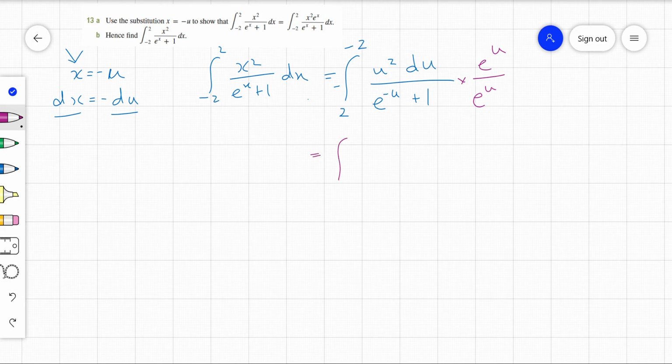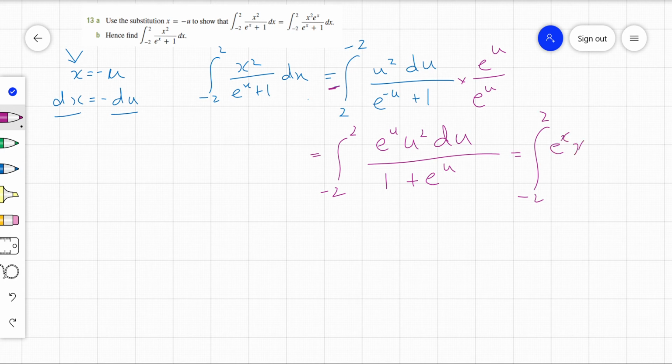So you can see here that I can get rid of this minus out the front by just changing my limits, swapping them around: minus 2 to 2 instead of 2 to minus 2. Now if I multiply everything here, I've got e to the u and u squared du on top, but on the bottom, e to the minus u times e to the u is 1, and then I've got e to the u here. And it doesn't matter what letter I use, this is equivalent to minus 2 to 2. I'll just change everything to x's. That'll be x squared, that'll be dx on 1 plus e to the x. So you can see I've written it in a weird order, but it's exactly the same as that.